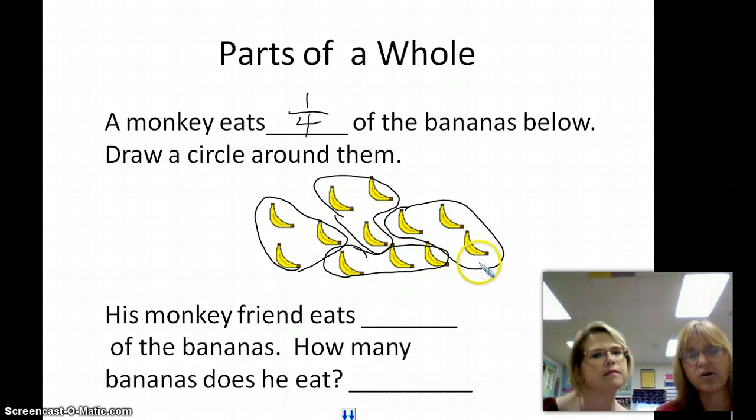Okay, his friend. Oh, so I'm doing 1/4. Oh, monkey eats 1/4 of bananas below. Draw a circle around them. Okay, so I think I missed a question here. Oh, I missed a question.